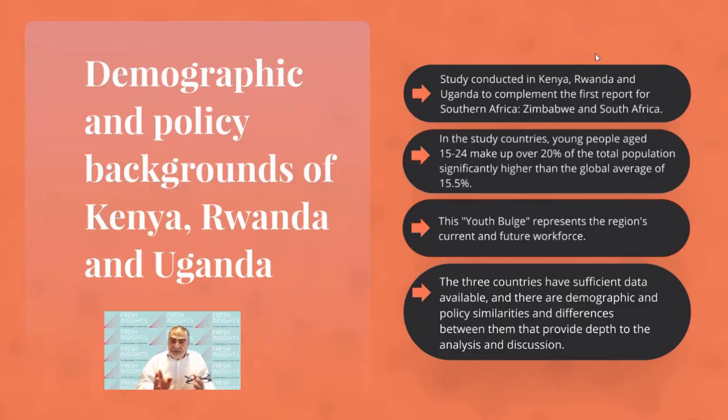We talk about young people with the definition of 15 to 24 years old, except in the work around teenage pregnancies, where we focus on 15 to 18. The population aged 15 to 24 in these three countries is more than 20% of the total population, which is a big contrast to the global average of 15.5%. So the youth bulge, what we call this demographic of a higher percentage of the population being among the young, represents the region, and therefore has implications and recommendations for current and future workforce issues.